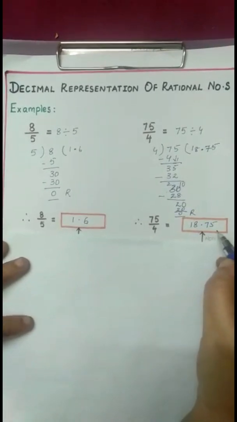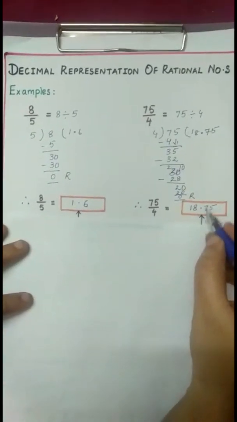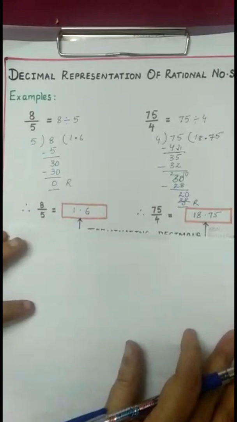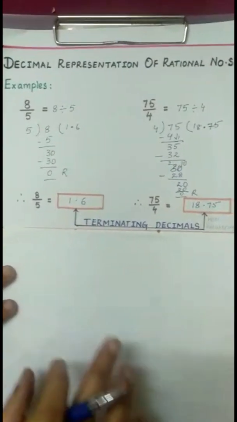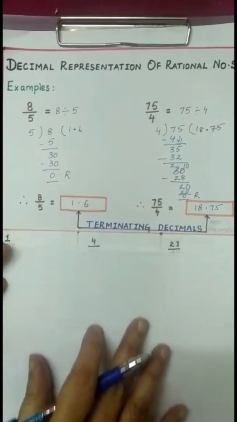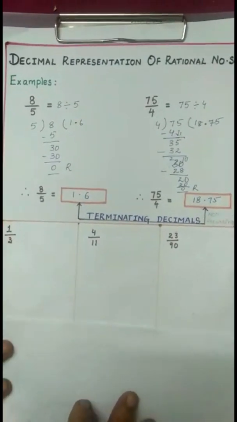In this decimal also we have a finite number of digits in the decimal part. This kind of decimal we call terminating decimals. The other name is non-recurring decimals. And let us see a few more examples here.